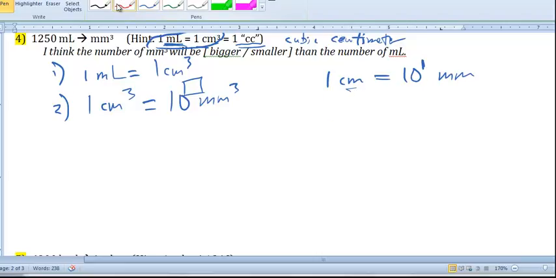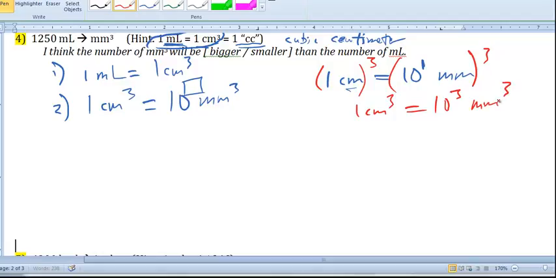Then if we cube both sides, okay, then we have 1 centimeter cubed equals 10 to the third millimeters cubed. All right, and so we need the power of 3 here, and boom, we've got it. We've got both of our equivalence statements.